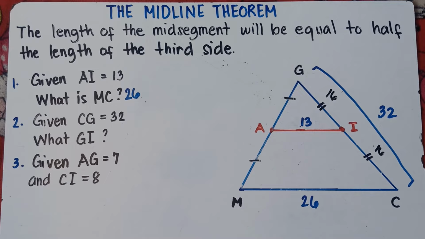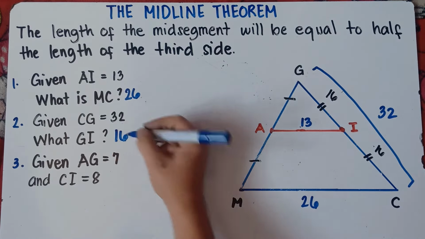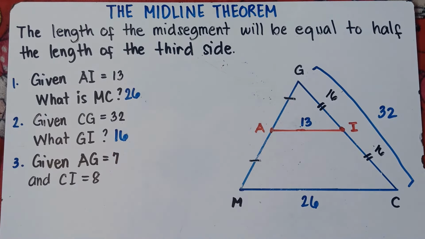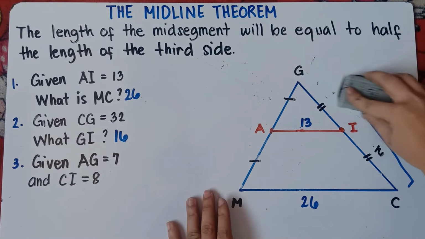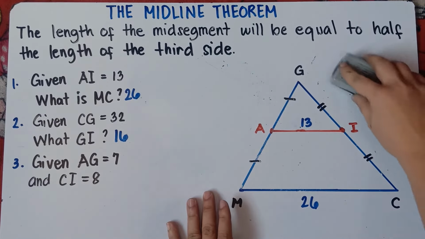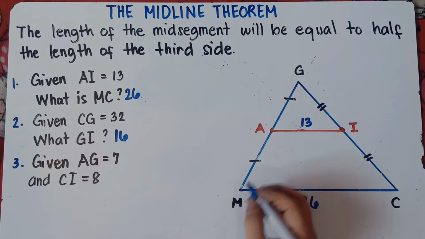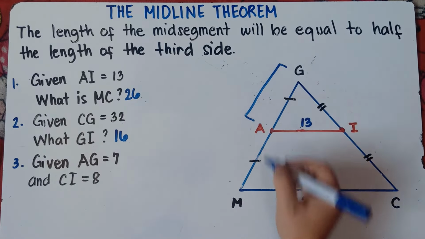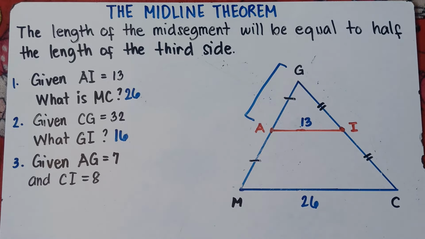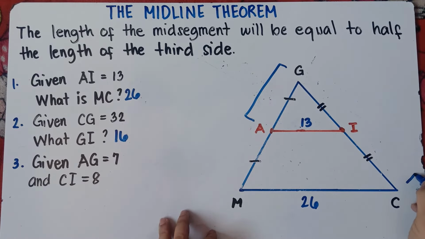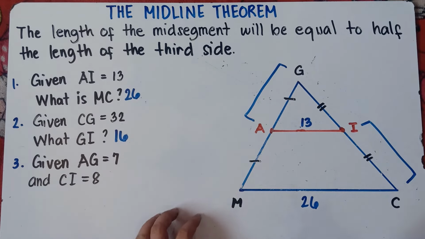I hope you understand this one, class, number 2. GI is 16. If AG is 7, okay, AG is 7. So we have given AG, that is 7, and CI is 8. AG is 7 and CI is 8.